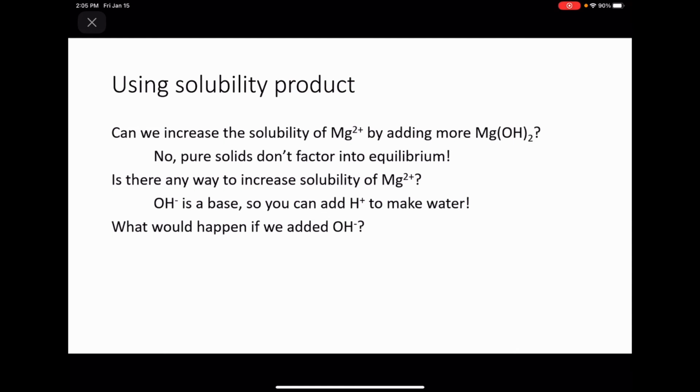So what do you think would happen if we added hydroxide to the water, or to this solution? Well, if we add product, Le Chatelier's principle says we'll shift back to reactants and we would generate more solid. So we would reduce the solubility of magnesium in water in that case.